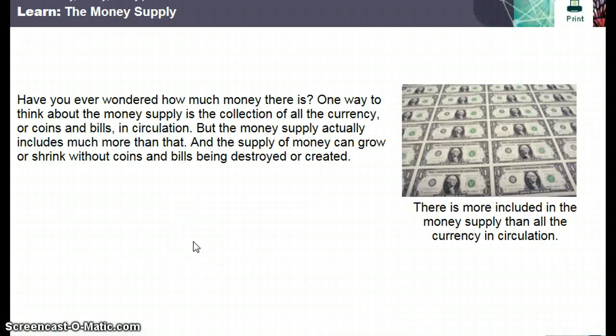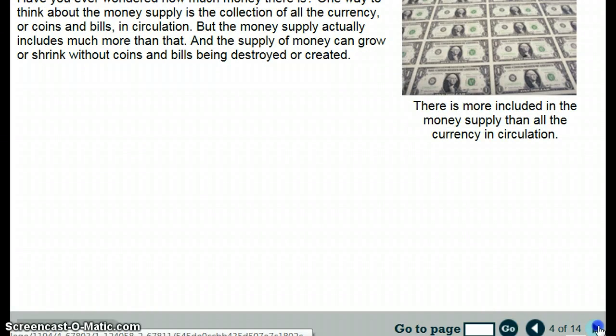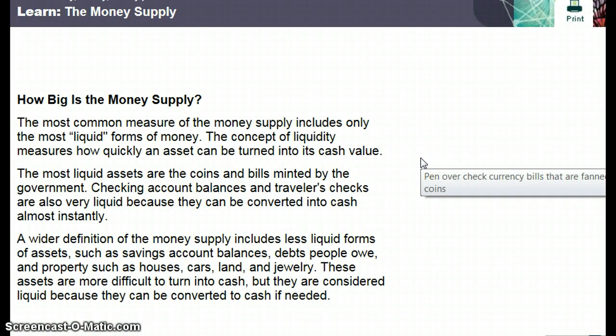Have you ever wondered how much money there is? One way to think about the money supply is the collection of all the currency, or coins and bills, in circulation. But the money supply actually includes much more than that, and the supply of money can grow or shrink without coins and bills being destroyed and created. How big is the money supply?